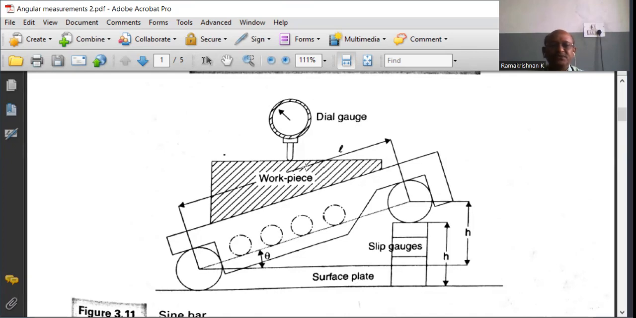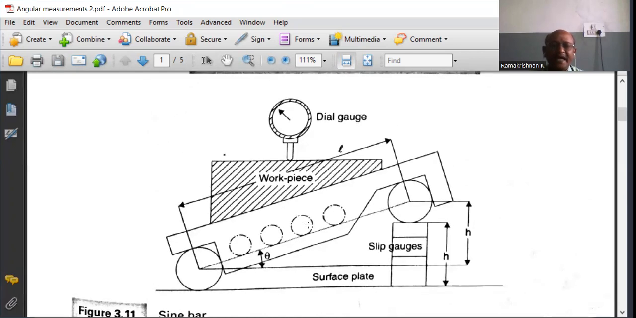So the parallelism can be checked by moving the plunger of the dial gauge near the tapered surface and along the entire length of the tapered surface. If there is no deflection, we can conclude the tapered surface is made exactly parallel to the surface plate. If not, suitable slip gauges are again stacked so that the taper surface is made parallel.